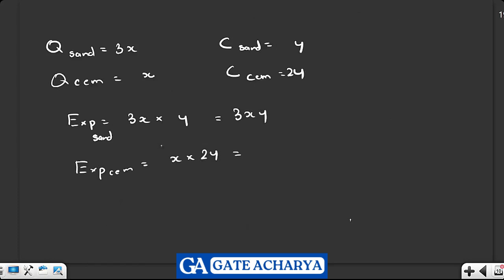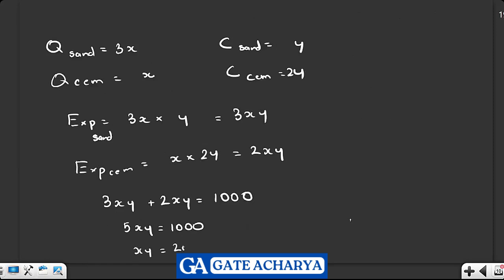X into 2y, what is going to come as 2xy, right? So if I add this expenditure, what will I get? They are saying that the cost of sand and cement included is 1,000 rupees. So 5xy is equal to 1,000. So the xy product I'm getting is what? 200. What is this xy product?